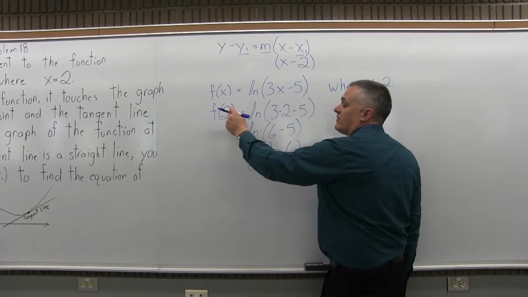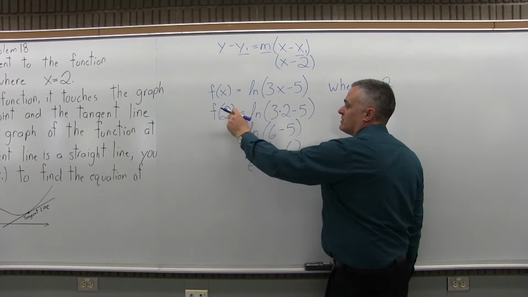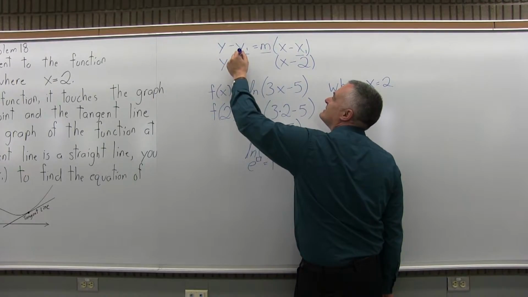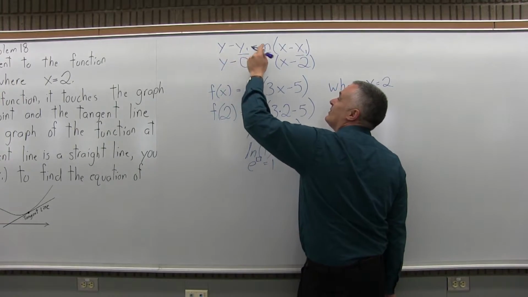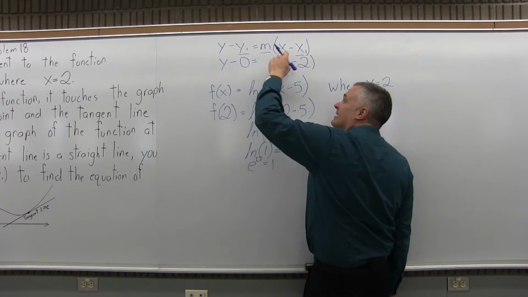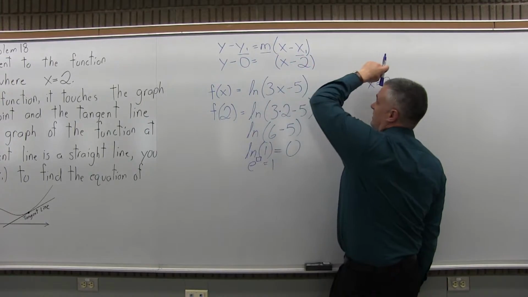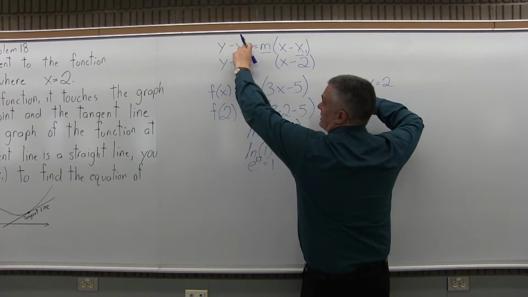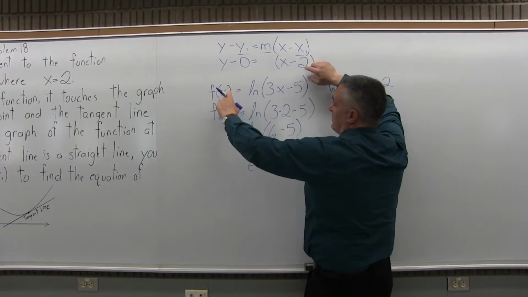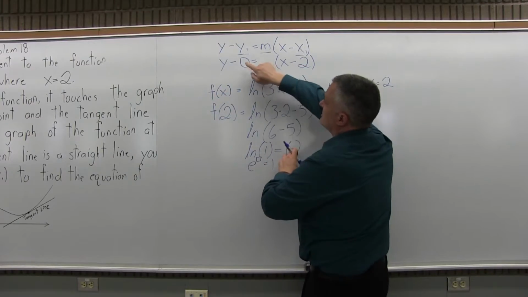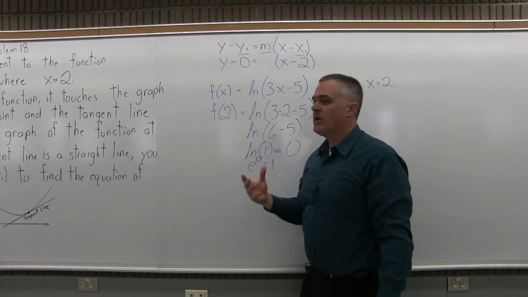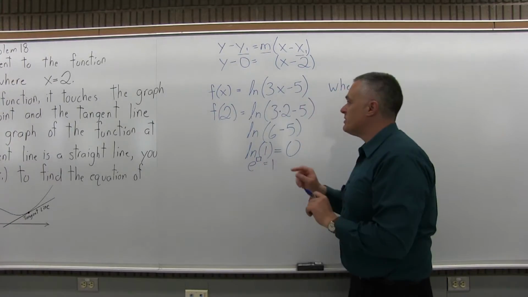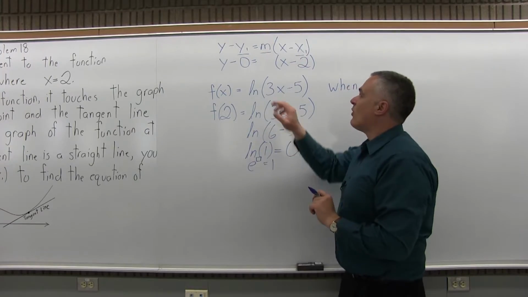So if you put in a 2 for x, the y that comes out that would be associated with it is 0. So y minus 0 equals, I still need the m, times x minus 2. The 2 is given to us right in the question. We can find the y, or y1 really the way we're using the formula, by putting in a 2 for x, do the math, and we did. We got a 0. So the point where that tangent line touches the graph and has the same slope is over 2, up 0.